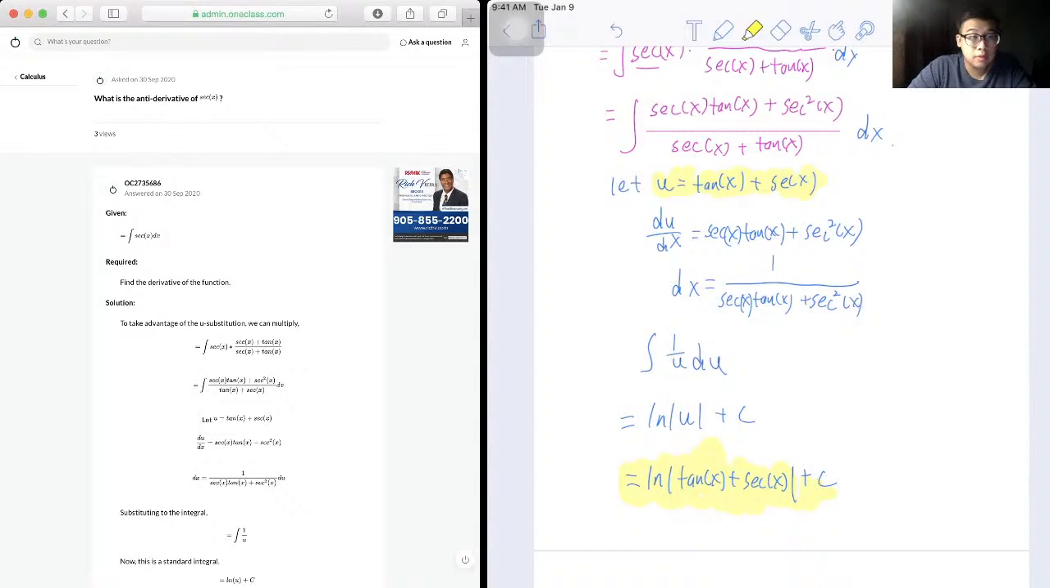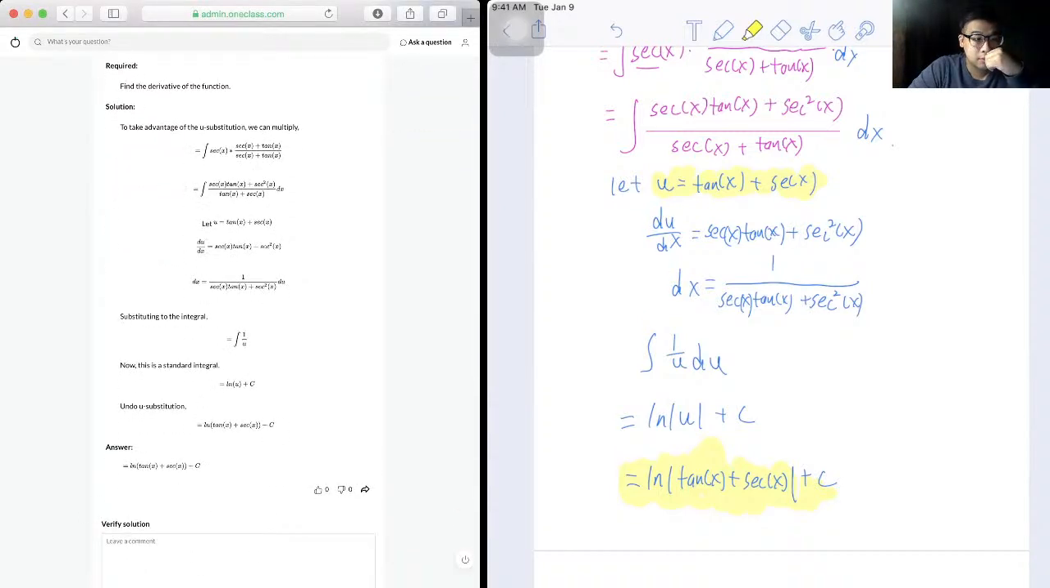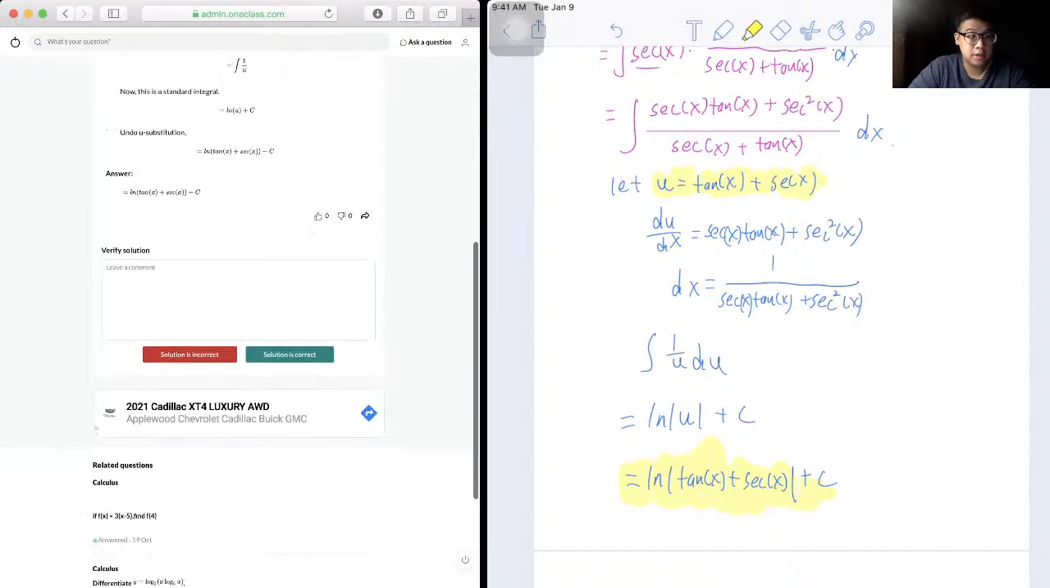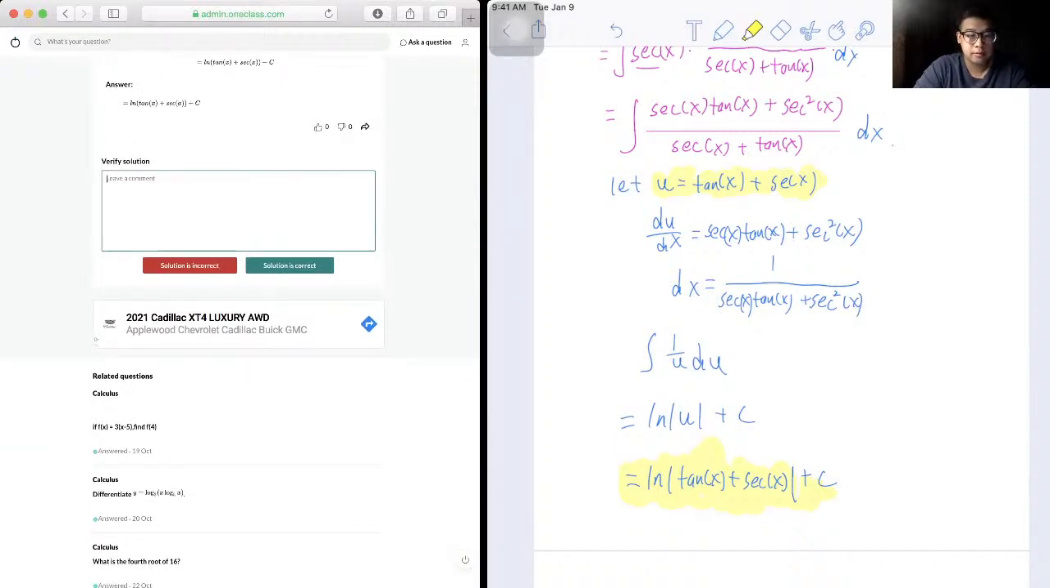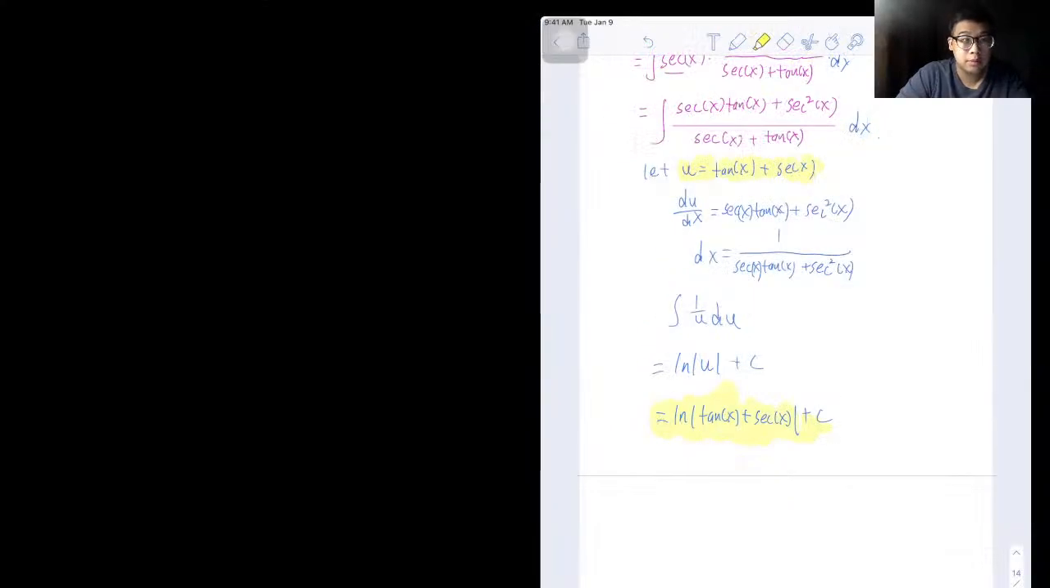And let's see. For the answer here, if you forget to put the absolute value sign, but all the other steps are correct, we'll just leave a comment: good work, but missing absolute sign.